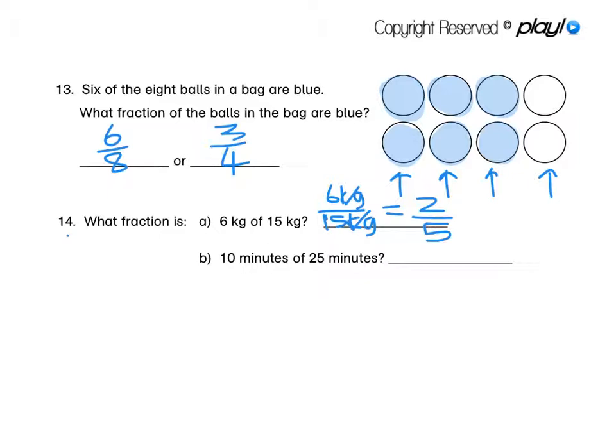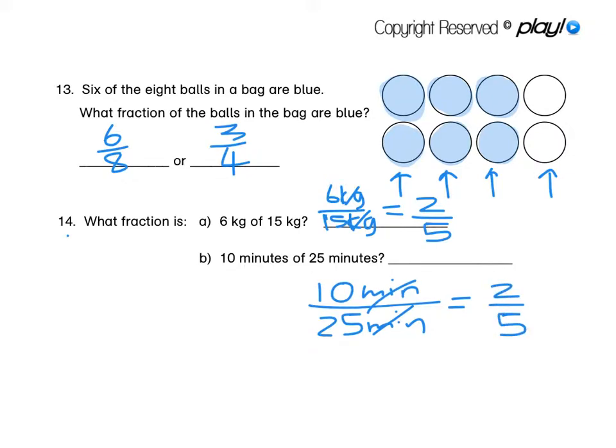For B, what fraction is 10 minutes of 25 minutes? We're dividing minutes by minutes. So we have no units in the answer, and 10 and 25, to write this fraction in a smaller or simpler way, we divide top and bottom by 5, so we get 2 out of 5. So 10 minutes of 25 minutes is 2/5 of the time.